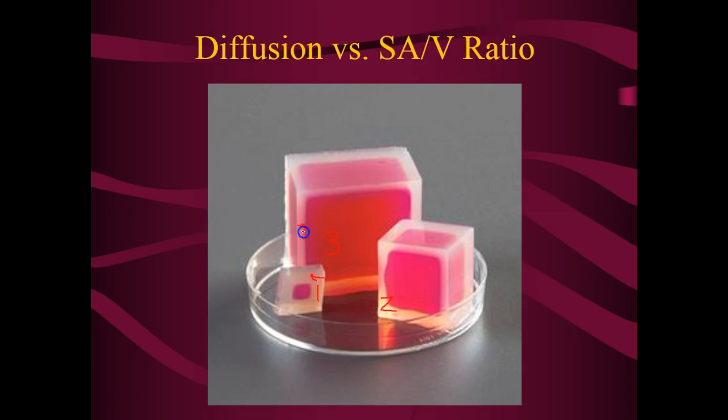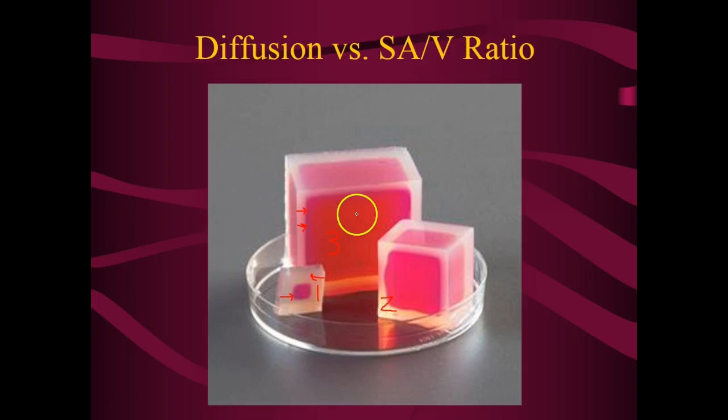Now, we just learned about surface area to volume ratio, and so what can you tell me by looking at these cubes? This one has a greater surface area to volume ratio than this one, and this one has a greater surface area to volume ratio than this one. And so you can tell the smaller the cube, the less of it is pink. Why? Because it has less volume in relation to the surface area. Okay? These are very short, thin margins. These are very thick margins.